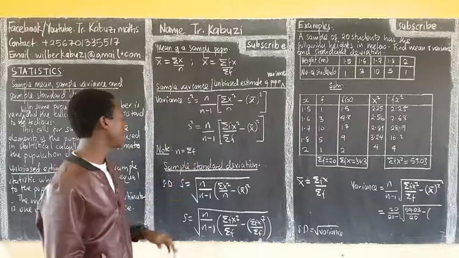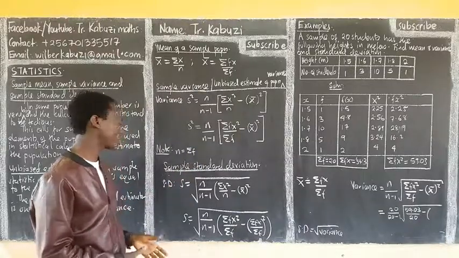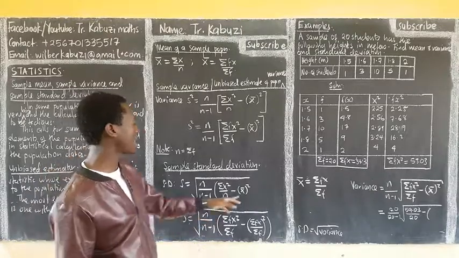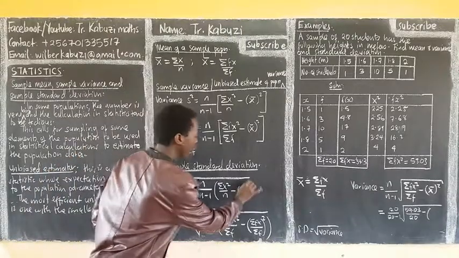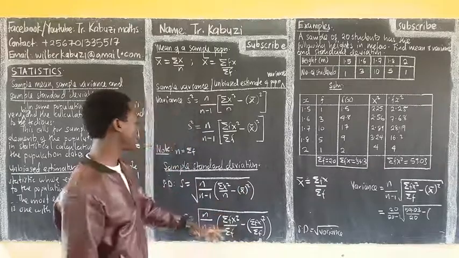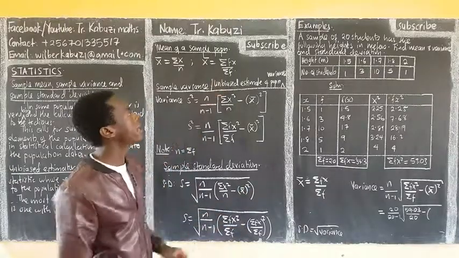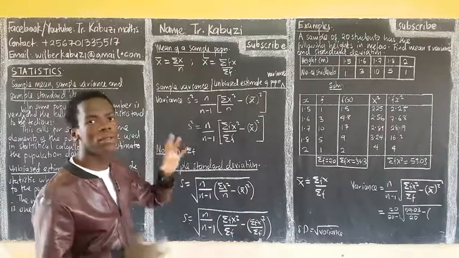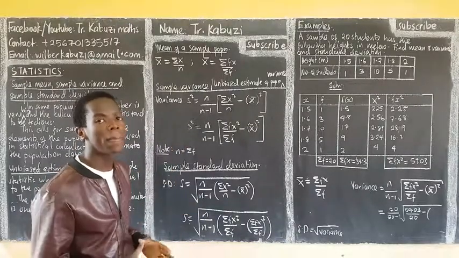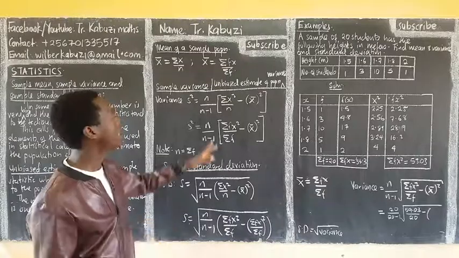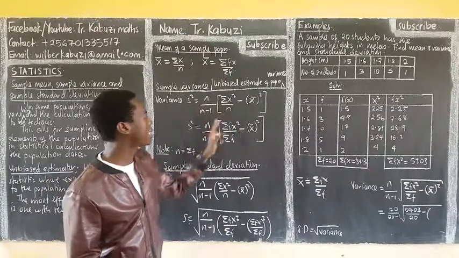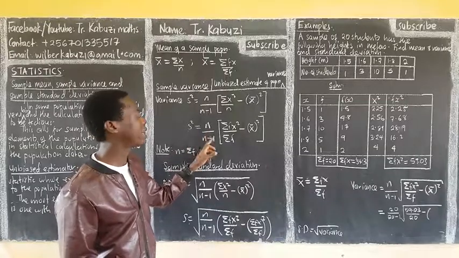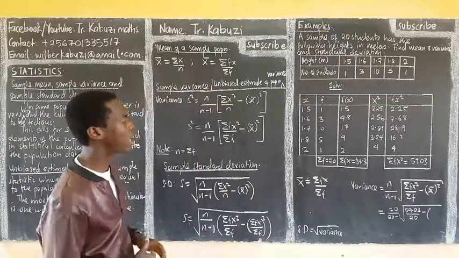The sample standard deviation, known as standard deviation, is the square root of the variance, and the square root of this is what we get. Remember our x bar here is this from here. Let us look at an example. Whenever you hear about a sample and you are told to get the variance, don't forget that after calculating this, you multiply with n over n minus 1, as simple as that.